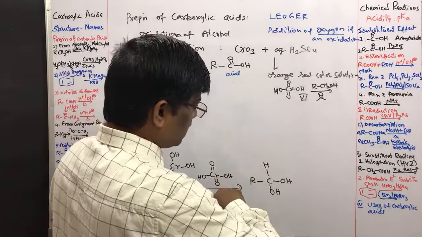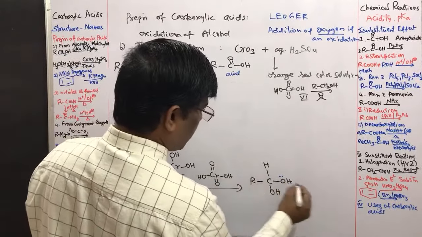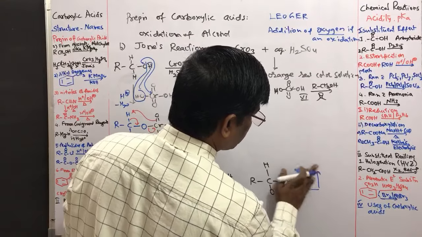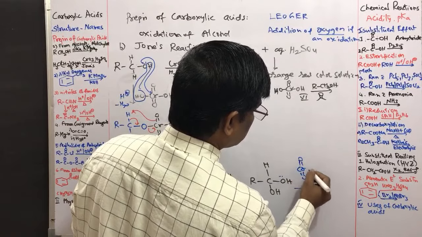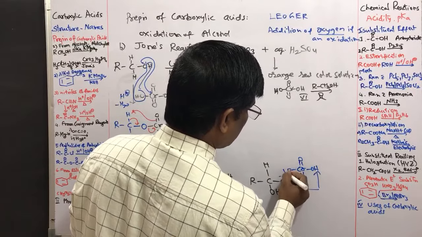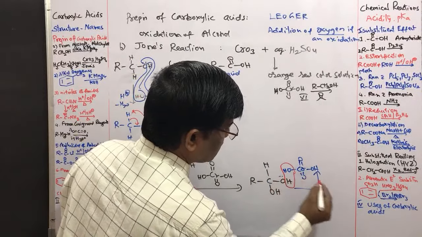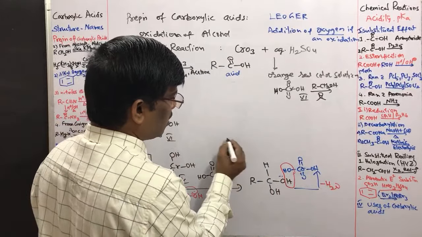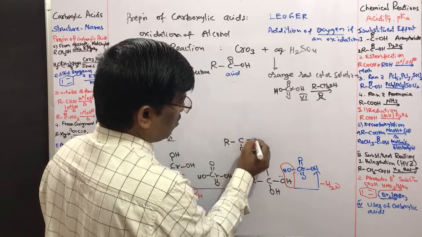Now what is that? This is going to react with chromic acid. So chromium, OH and OH. This OH and chromium is going to be out as acid water to give an intermediate R, C, OH is here, O.